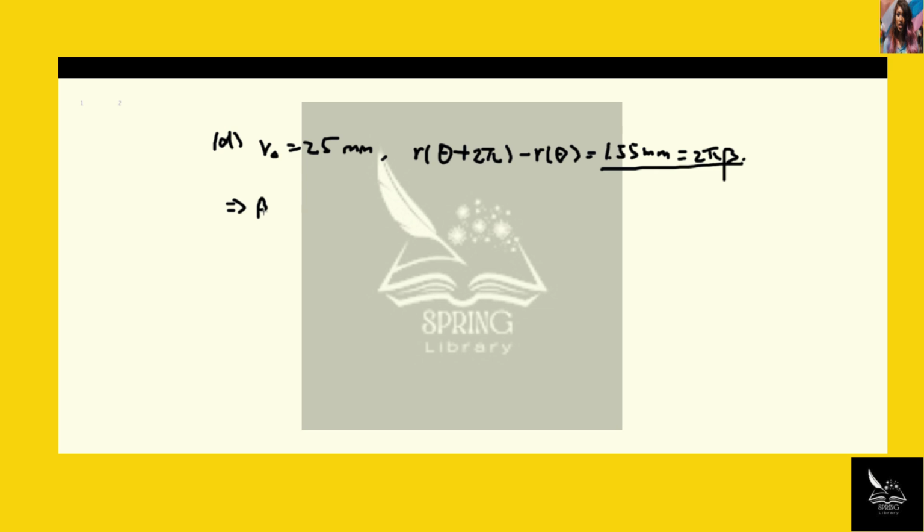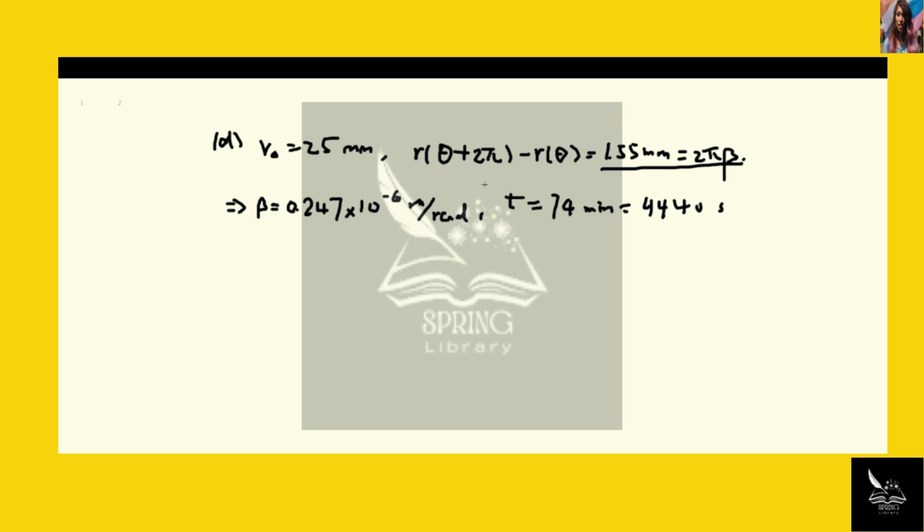From this, we can solve for beta, which in terms of standard units is 0.247 times 10 to the negative 6 meter per radian. And we're also given the time, 74 minutes, or equivalently 4440 seconds.